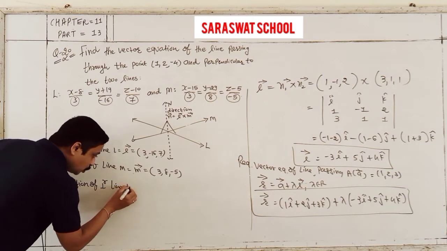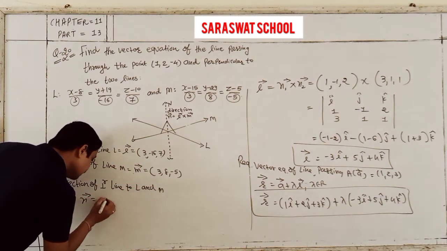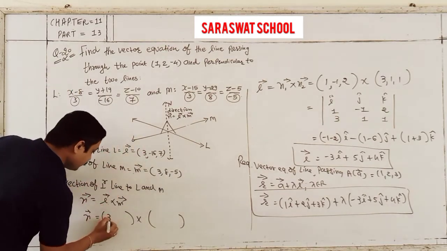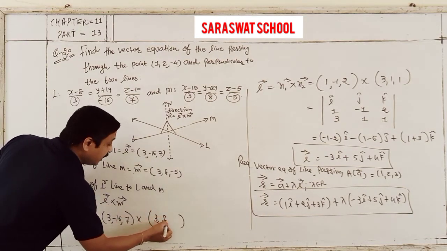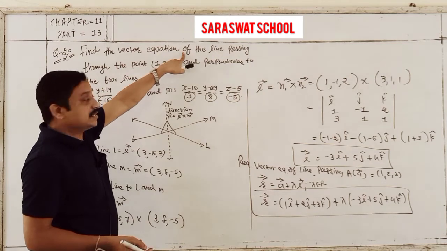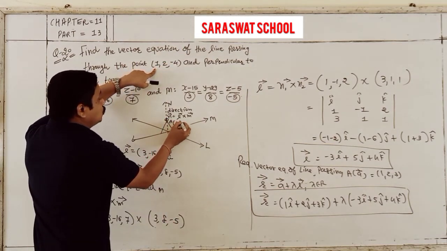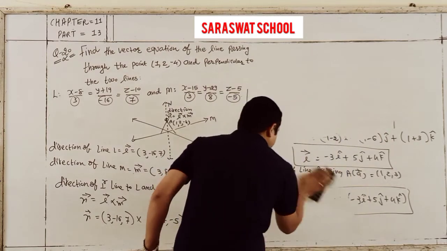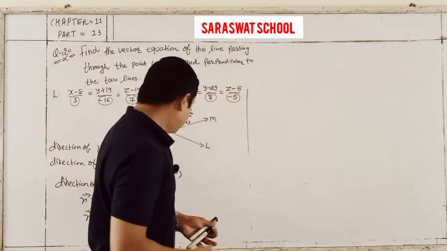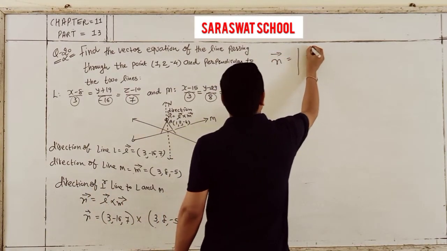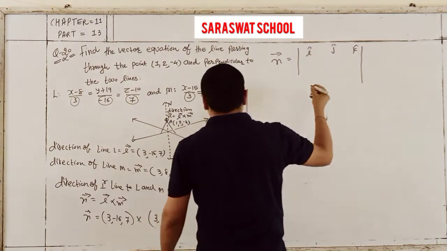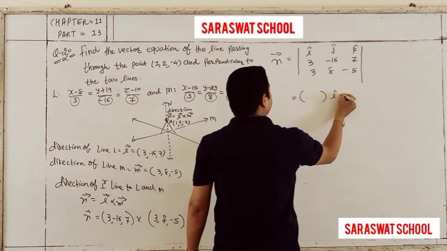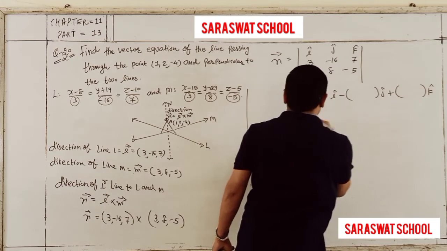N direction is L cross M, and apply just a simple cross product. You know that the L direction is (3, -16, 7) and the next is (3, 8, -5). Students, it is clearly given that the line passes through the point (1, 2, -4). But first I decide the direction for line N, and then I will create my answer. So N normal is the determinant of i, j, k, with (3, -16, 7) and (3, 8, -5), and simply calculate i, minus j, and last k, and calculate my answer.